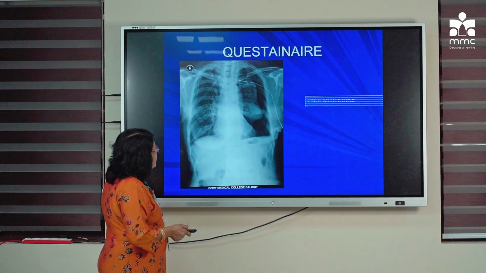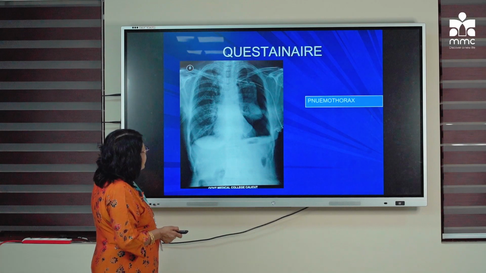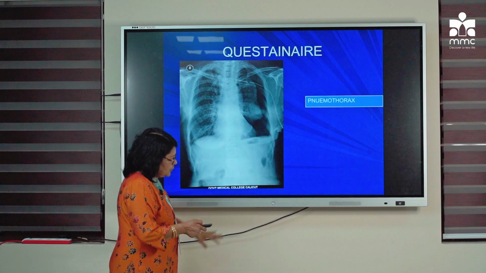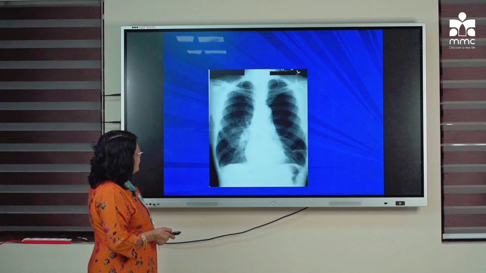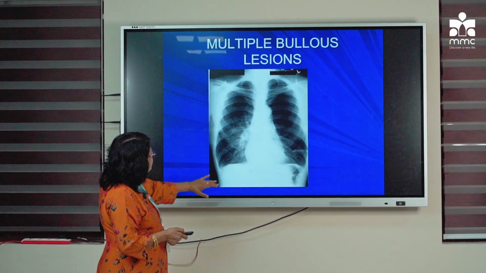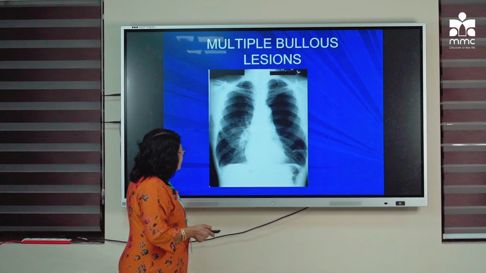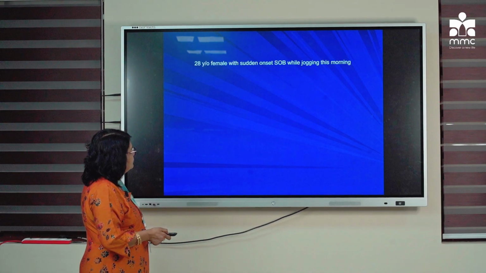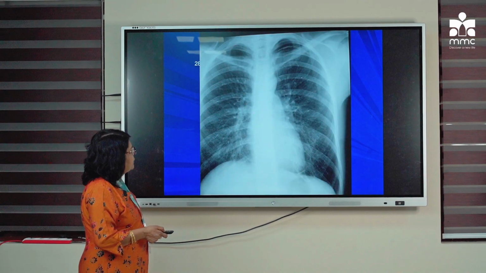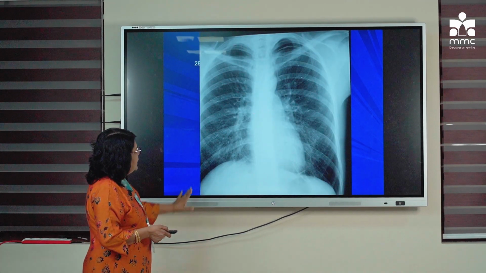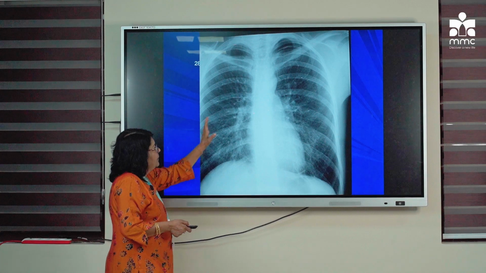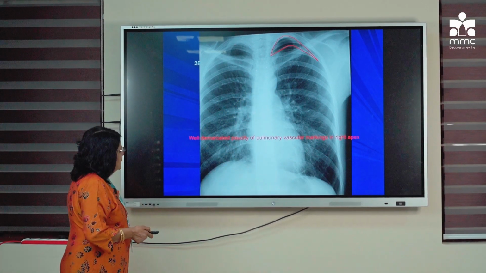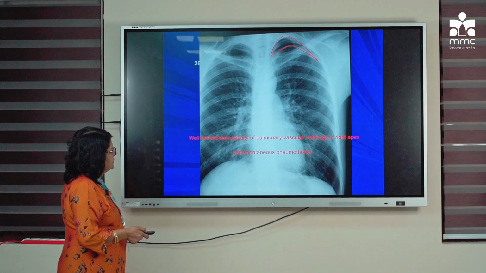The patient developed sudden respiratory distress. So you can see a pneumothorax here, this is normal lung field, pneumothorax here. You can see multiple bullous lesions. You can see thin lesions here, multiple bilateral bullous lesions. So a patient coming to you after jogging with sudden distress. Any finding? It looks normal. Look carefully, you can see a white line above. It's a case of sudden pneumothorax.